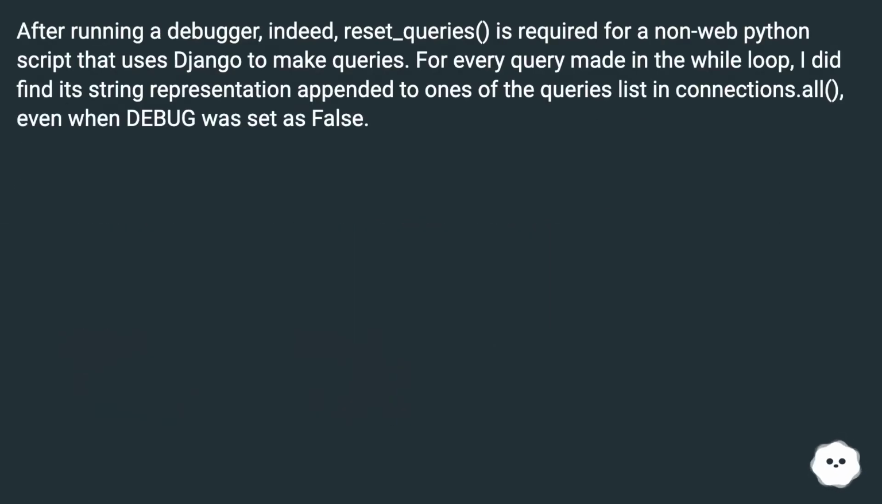After running a debugger, indeed, reset_queries is required for a non-web Python script that uses Django to make queries. For every query made in the while loop, I did find its string representation appended to one of the queries lists in connections.all, even when debug was set as false.